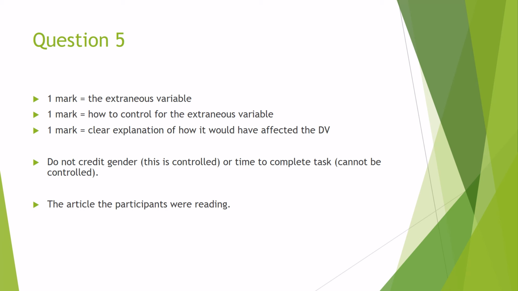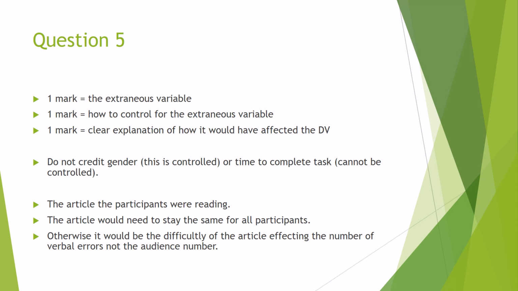Reading something. So for example, 1 mark, the article the participant was reading. How could it have been controlled for? The article would need to be the same for all participants. Otherwise, it would be difficult. The difficulty of the article could be affecting the number of verbal errors, not the audience number. So it's how it was affected by the DV, the number of verbal errors.